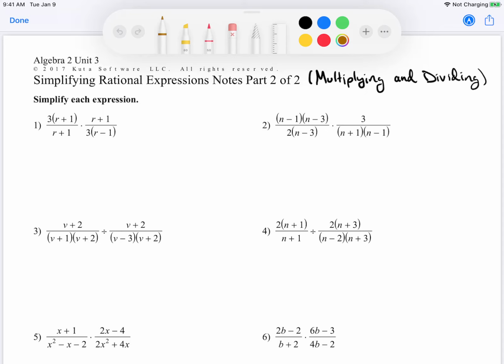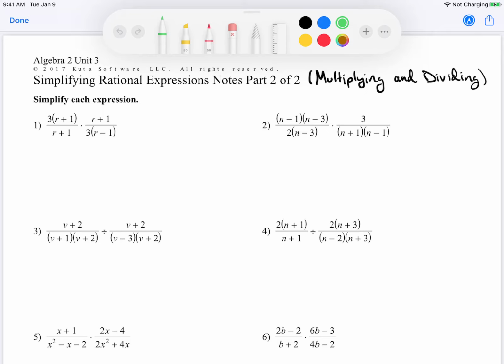So today we're going to be talking about multiplying and dividing rational expressions. And you're probably wondering what happened to adding and subtracting. Well, you'll understand why when we get to adding and subtracting, but we're going to do it after we do multiplying and dividing.